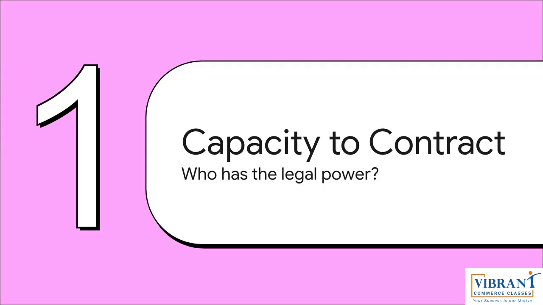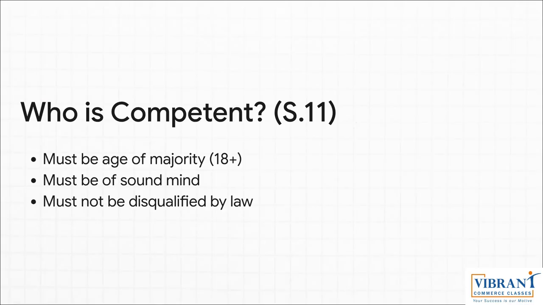First things first. Not just anyone can walk up and create a legally binding contract. The very first question the law asks is, are the people involved actually allowed or competent to make this kind of promise? This brings us straight to our first pillar, the capacity to contract. And Section 11 lays it out for us, plain and simple. It's basically a 3-point check.